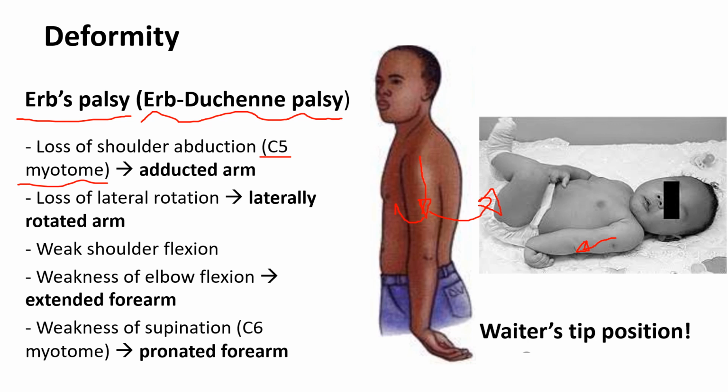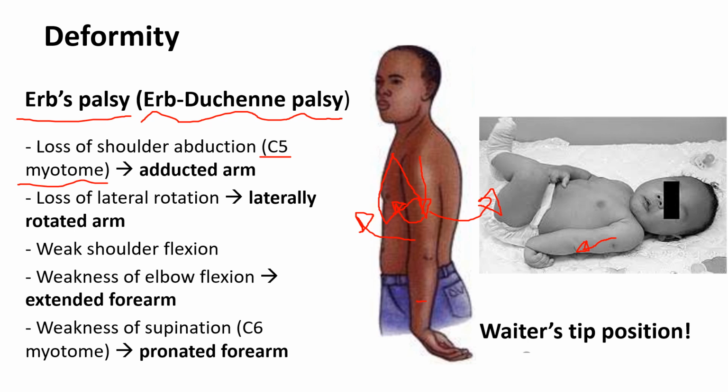Secondly, the arm will be medially rotated, and this action is by the unopposed contraction of the pectoralis major muscle. This is due to paralysis of infraspinatus and teres minor muscles. There will be a weak shoulder flexion. This is due to paralysis of coracobrachialis and long head of biceps. There will be a weakness or loss of elbow flexion as a result of paralysis of biceps brachii and brachialis muscle.